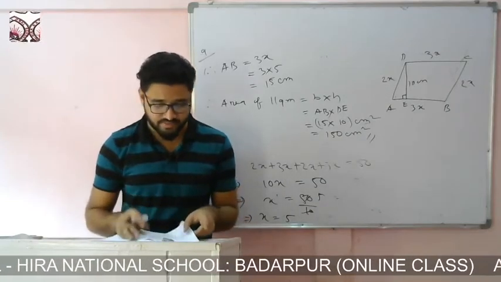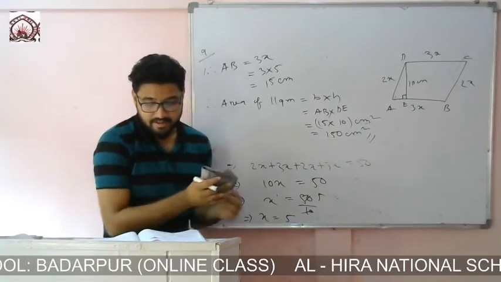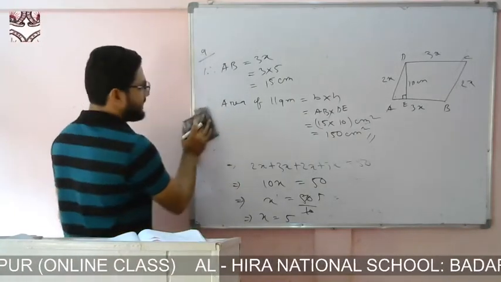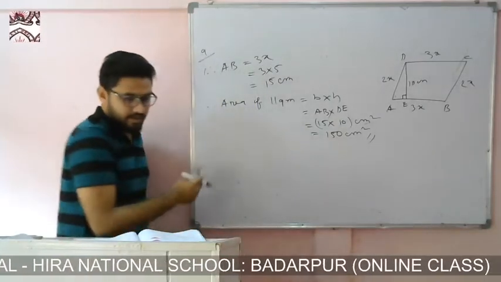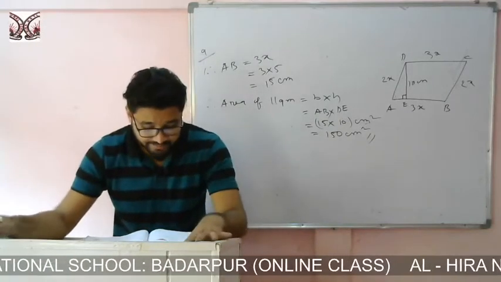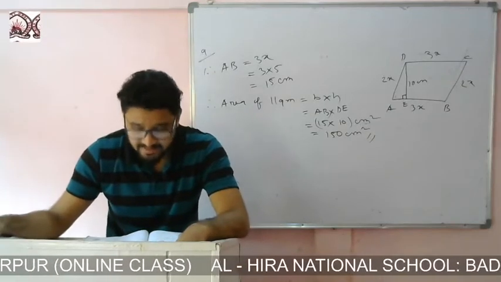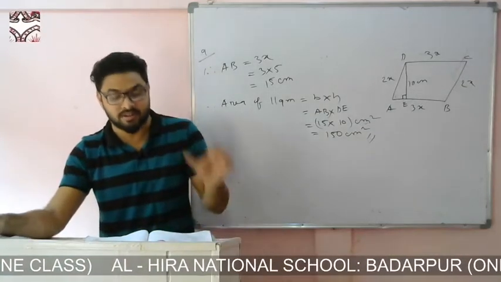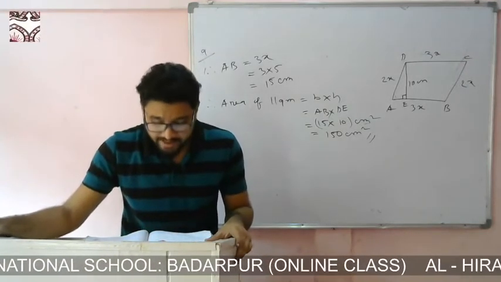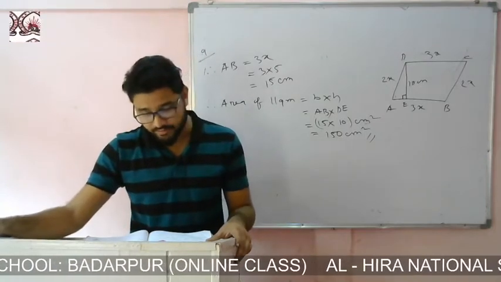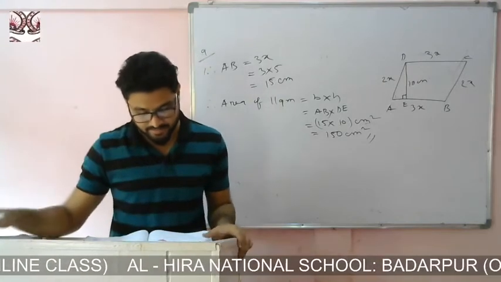Now it is the last question. All the exercise questions are finished. You see the last question. High order thinking skills, HOTS. A triangle and a parallelogram are constructed on the same base such that their areas are equal. That means the base of the triangle and the base of the parallelogram are equal. Okay, that means we can cancel the base.